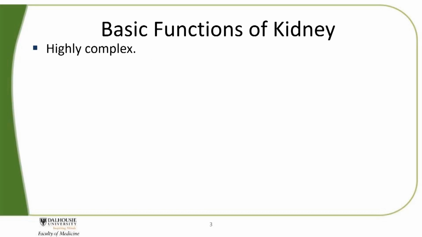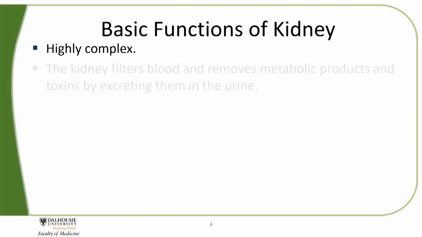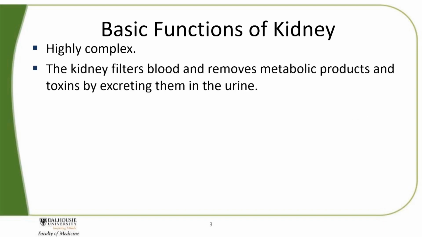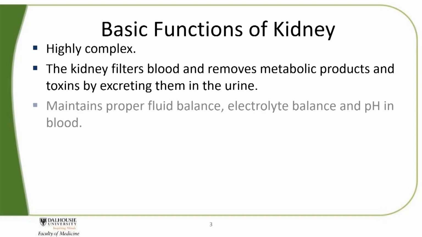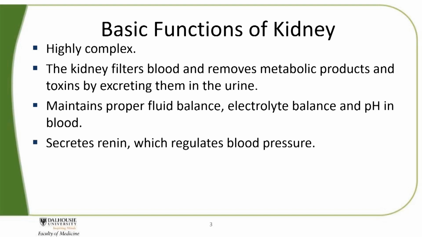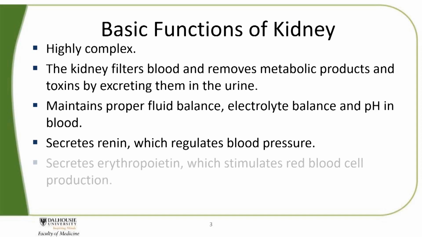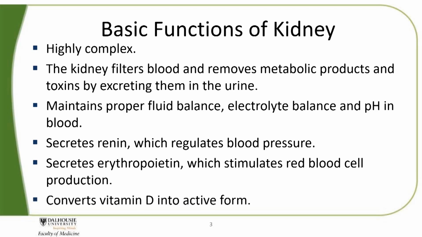The kidney is highly complex. One of the main functions is to filter blood and remove metabolic products and toxins by excreting them into the urine. It also maintains proper fluid balance, electrolyte balance, and pH in the blood. It also secretes renin, which regulates blood pressure. It secretes erythropoietin, which stimulates red blood cell production. It also converts vitamin D into its active form.